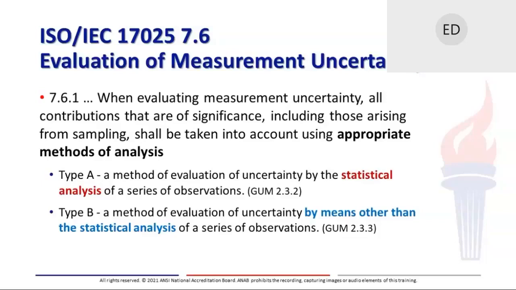Type A method of analysis is a method of evaluating the uncertainty by statistical analysis of a series of observations, and that is what is inferred in this requirement. Type B is a method of evaluation of uncertainty by means other than the statistical analysis of a series of observations. But for some types of Type B analysis, you still could employ statistical techniques. So let's look at Type A and Type B methods of analysis.